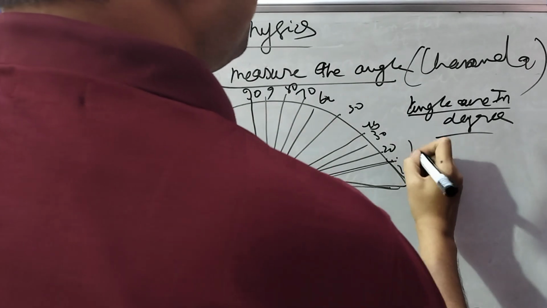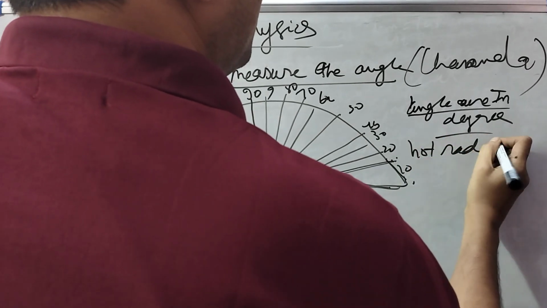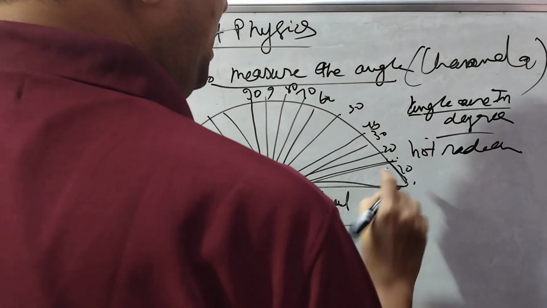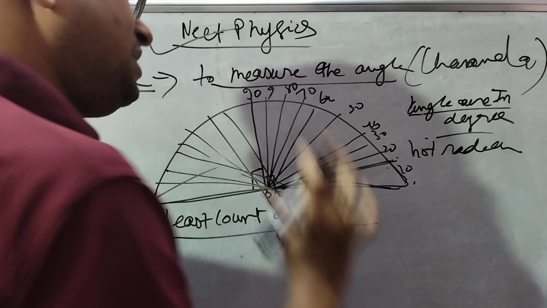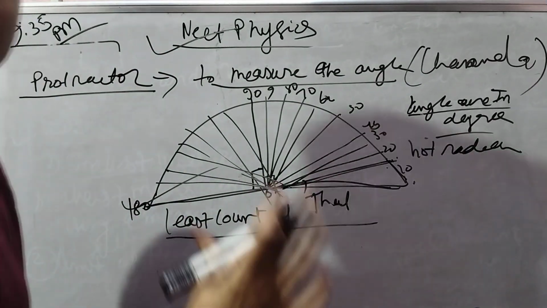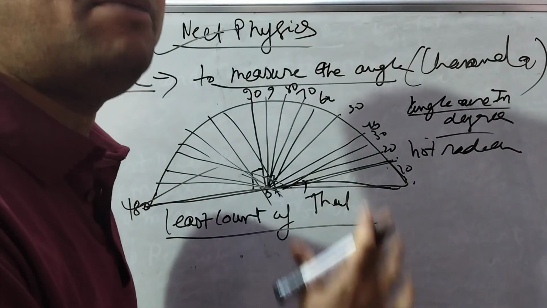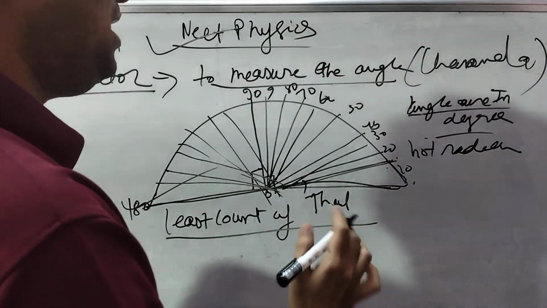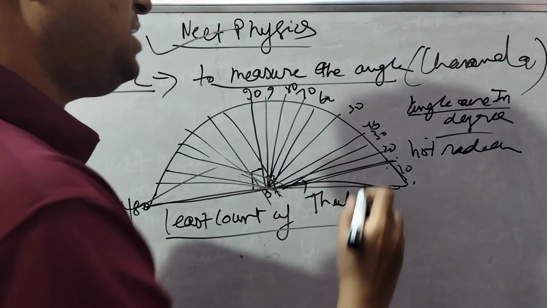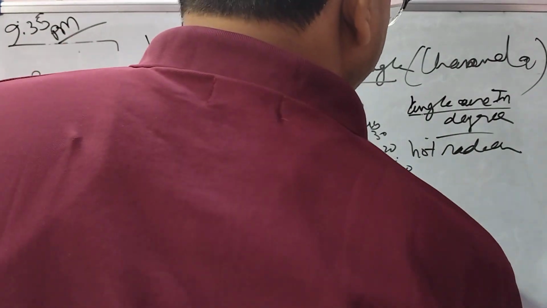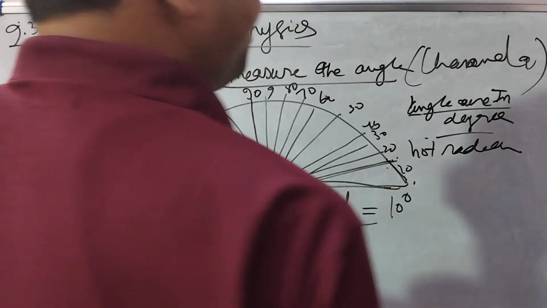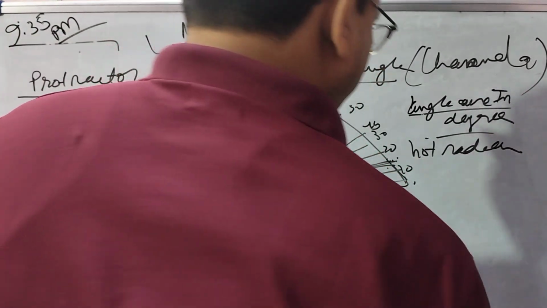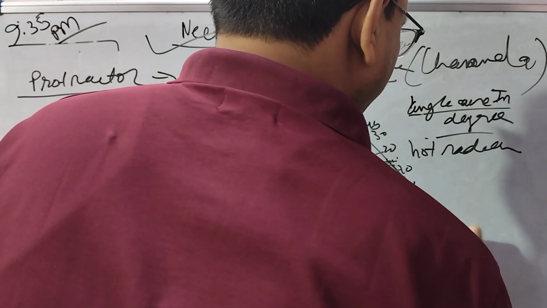Not radian. It is degree. Okay, and the 10 degree. If we are using this protractor as a measuring instrument for getting angles, we can say the minimum angle to be measured is 10 degrees. If the 10 degrees is also divided into 10 different parts, then the least count is 1 degree.